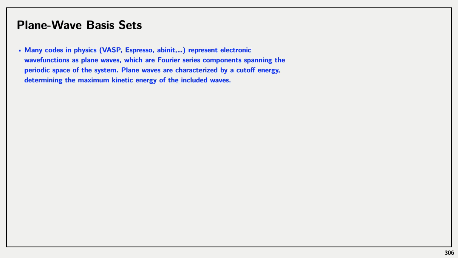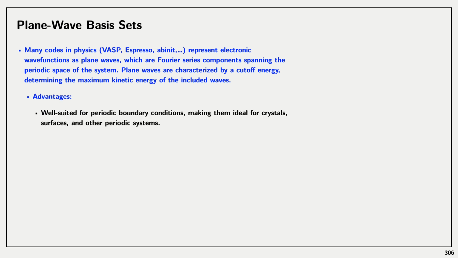Three of the famous ones are VASP, Espresso, Abinit. There are many others. I don't take sides here. These are just examples. And then we use Fourier transform, just like I showed you earlier. I told you it is very well suited for periodic boundary conditions. So for crystals, plane waves is really your friend.